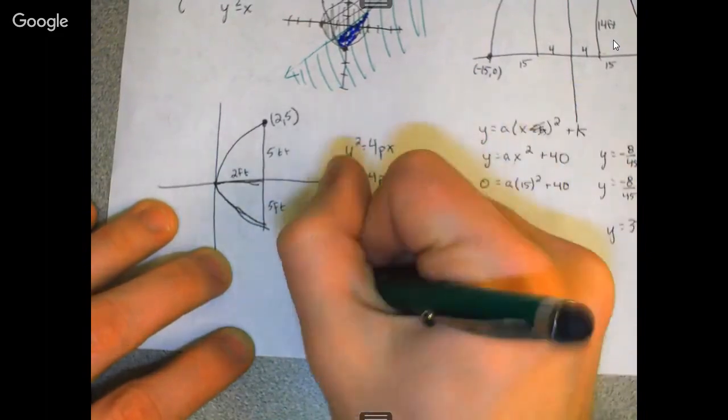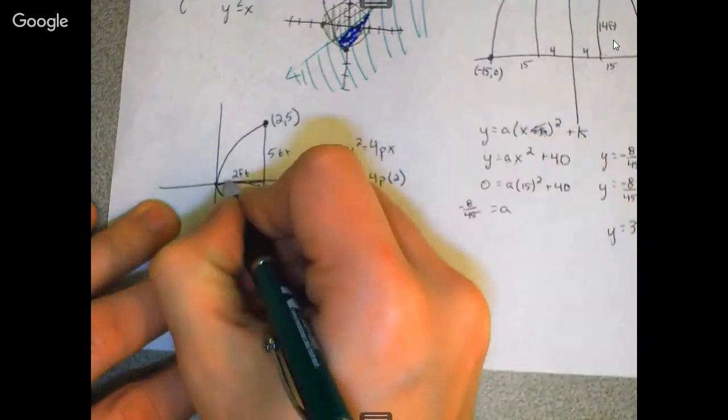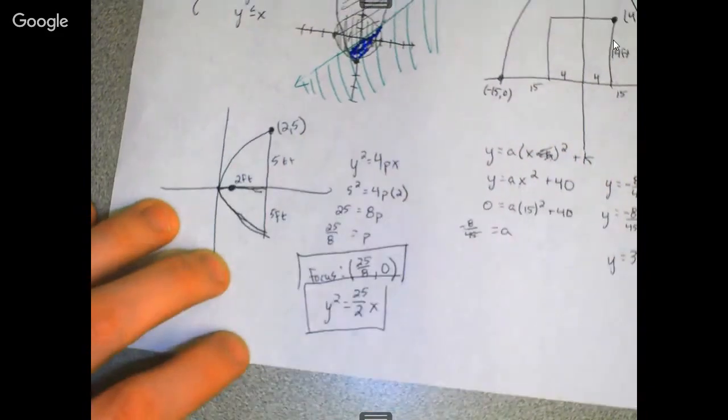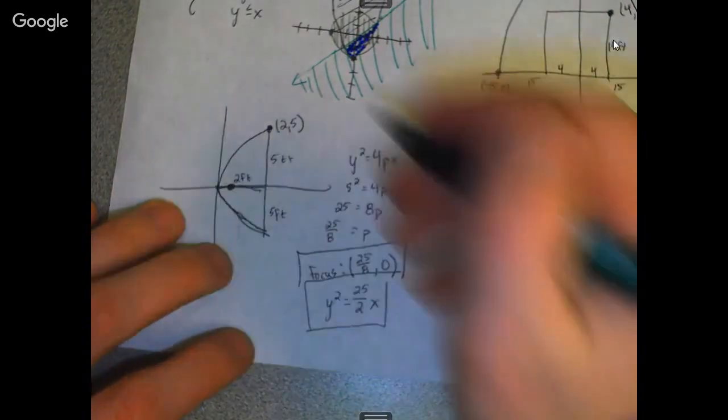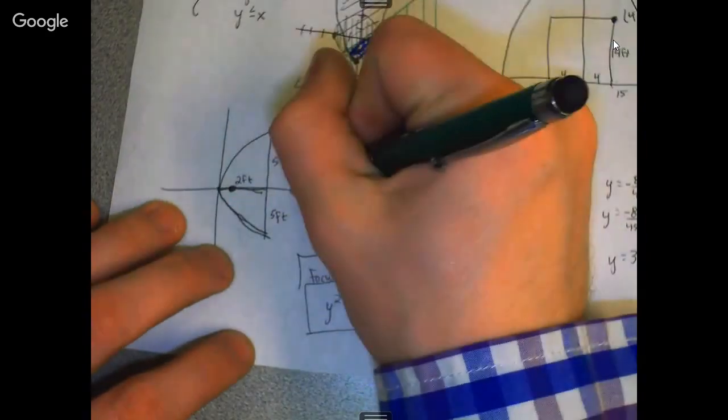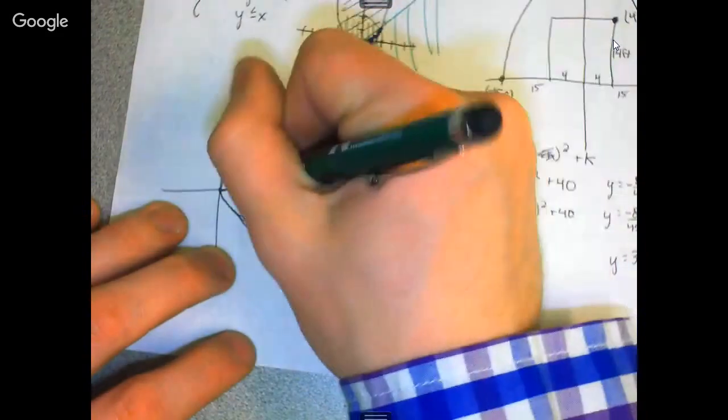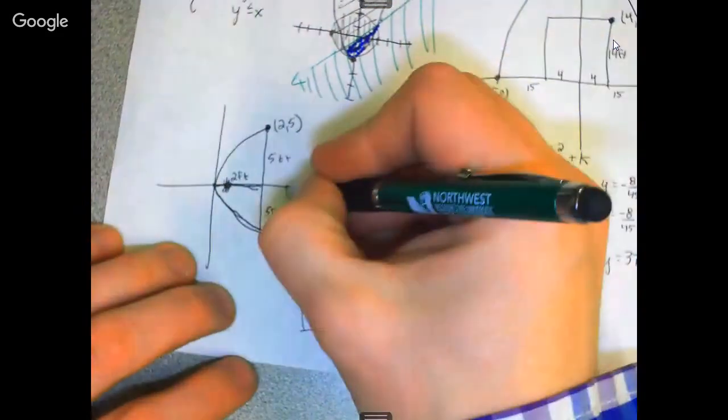So that's where the receiver needs to be placed, somewhere in there. Sorry, that's somewhere out here. It's like 3.125, not there. Okay, somewhere outside of that satellite dish.